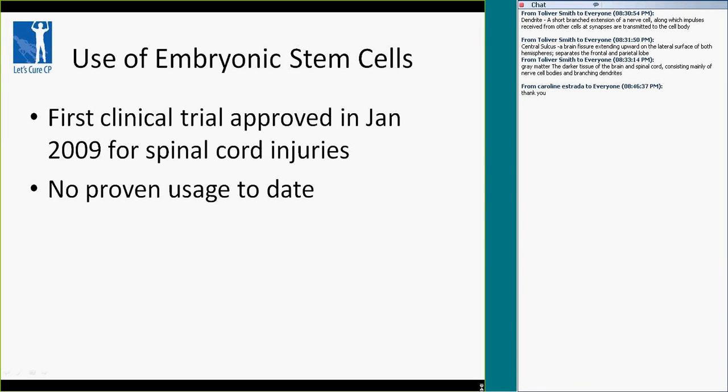The first clinical trial of embryonic stem cells was approved in January of 2009 for spinal cord injuries. Spinal cord is closely related to our work in CP, but there are very, very distinct differences. Something that works in the spinal cord is in a different environment. It may not work in brain. It may work in an adult, but it may not work in a child with CP. So it's very important to watch these other areas of research, but realize that there are big differences.